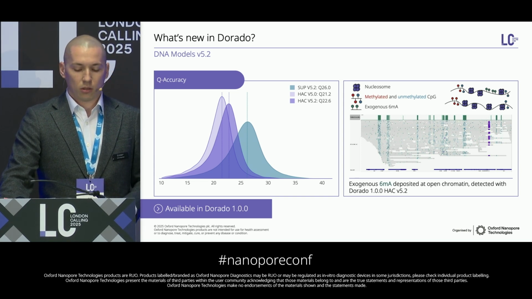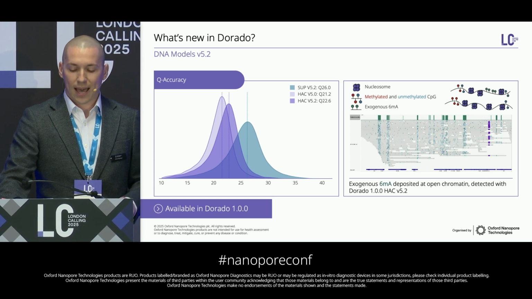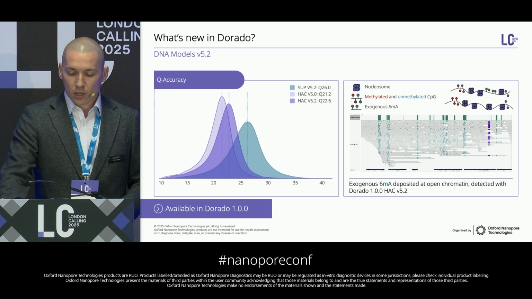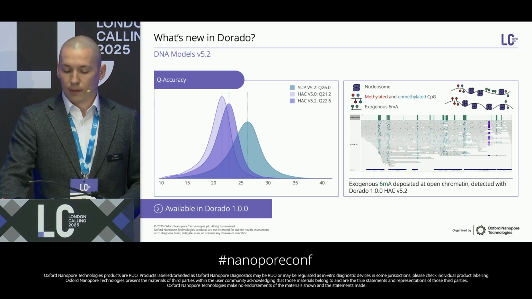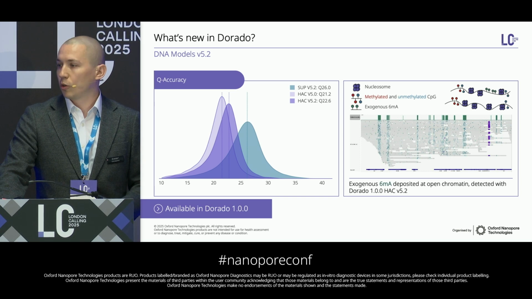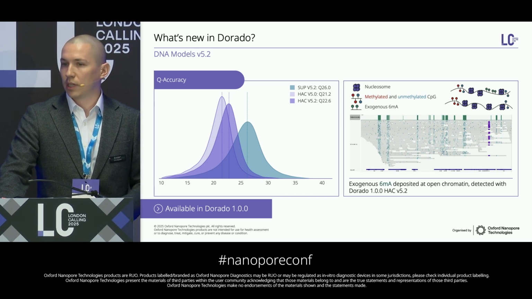But for many applications, we do recommend our highly optimized HAC model. And in this release, it's been improved by 1.4Q, an error reduction of over 25%. The v5.2 models are also significantly improved in 6mA-rich sites, making them especially useful in chromatin accessibility applications.